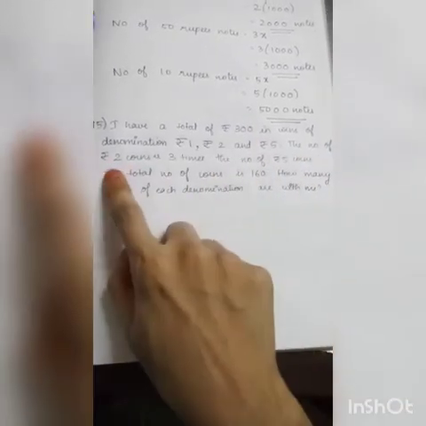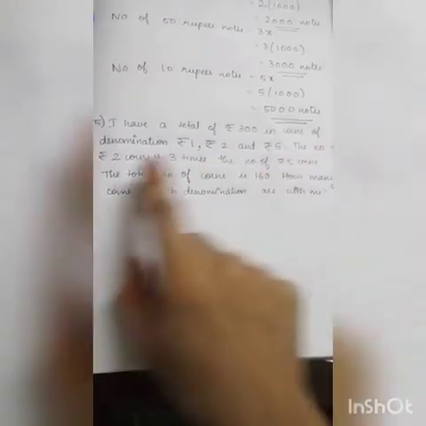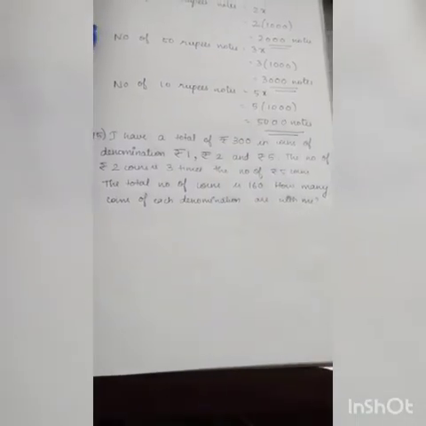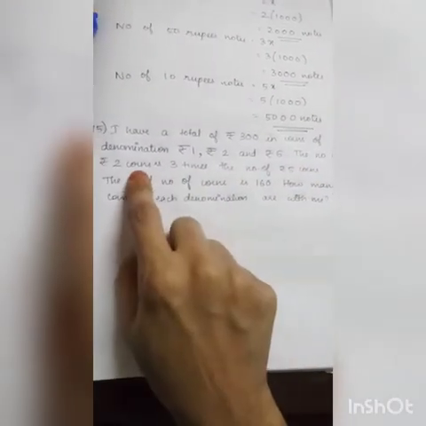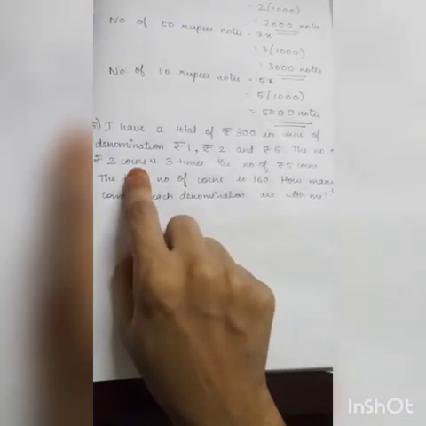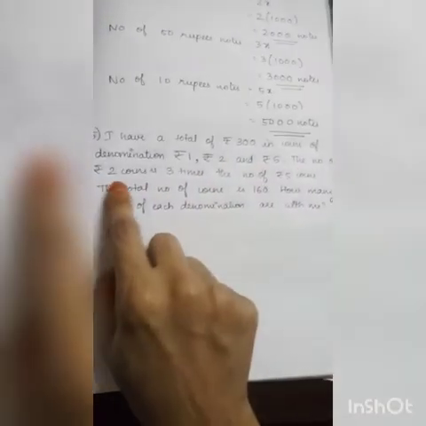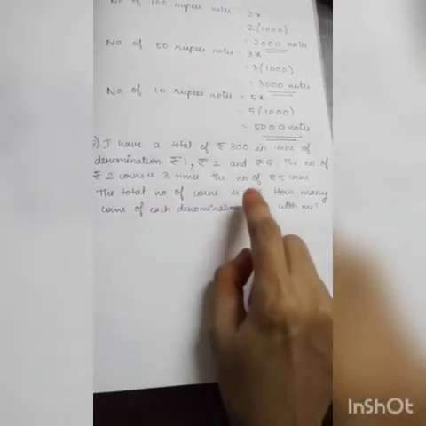The number of 2 rupee coins is 3 times the number of 5 rupee coins. So if I get the number of 5 rupee coins, I can find the number of 2 rupee coins, because the 2 rupee coins are based upon the 5 rupee coins. Why I am saying is the number of 2 rupee coins is 3 times the number of 5 rupee coins. The total number of coins is 160.